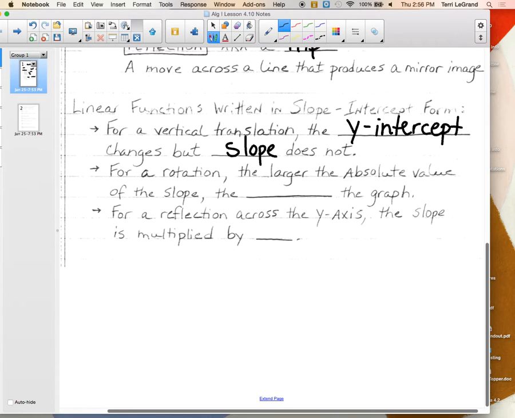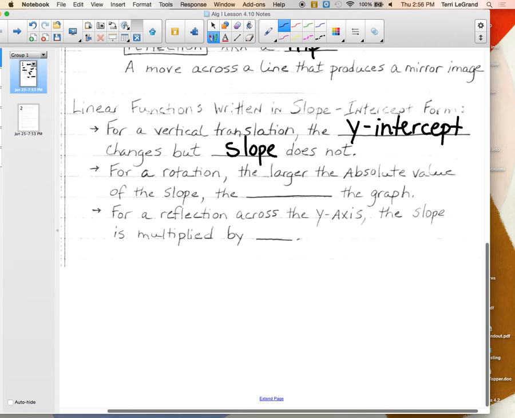For a rotation, what did it say changes? Up above, what did you say is going to change? The slope's going to change, but not the y-intercept. So we're going to talk about the larger the absolute value of the slope. In other words, the slopes are going to change. It starts out as something, and in the transformed function, it changes. We're going to take the absolute value of both of them and see whether the slope's absolute value got larger or smaller.